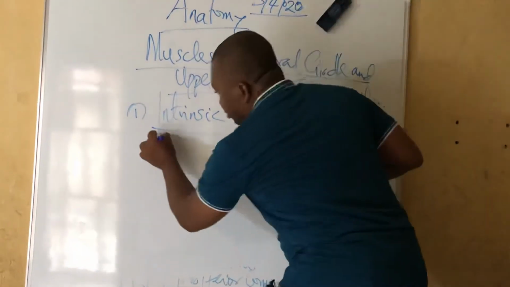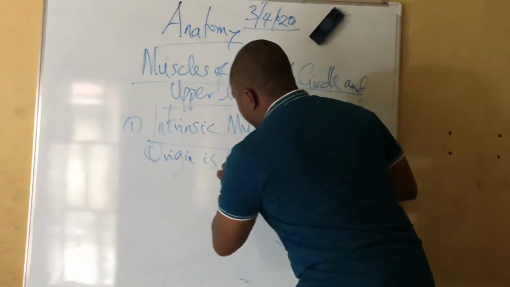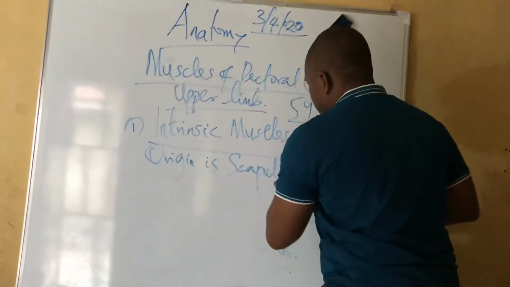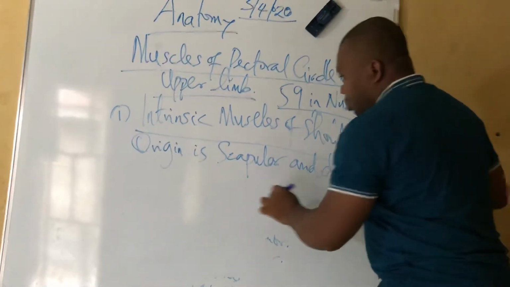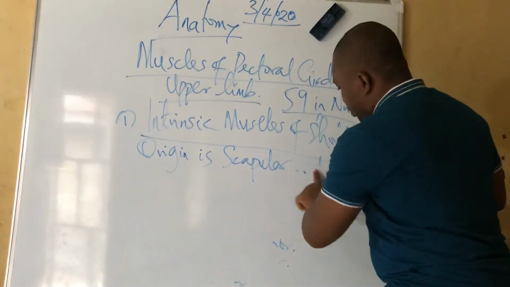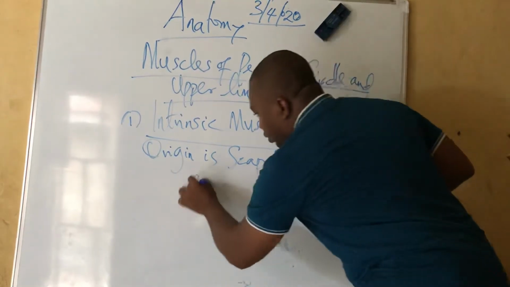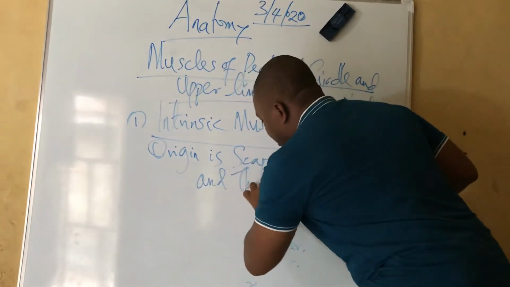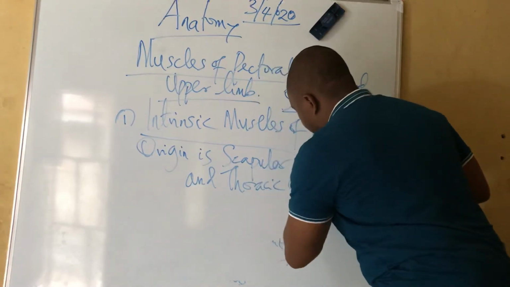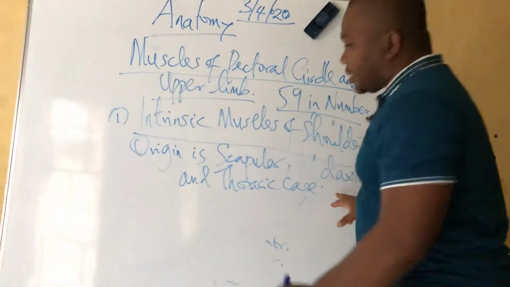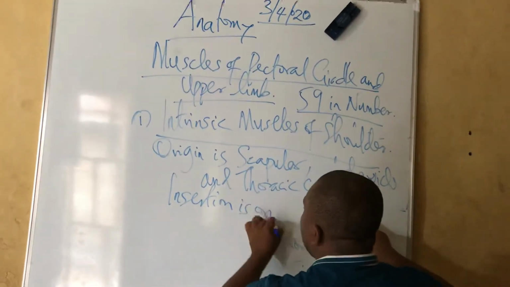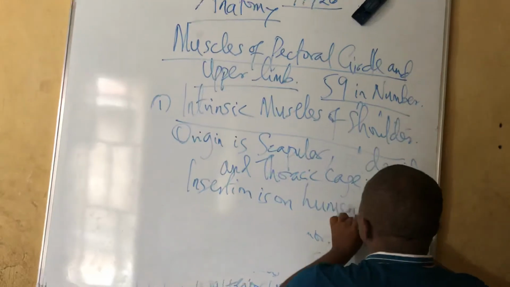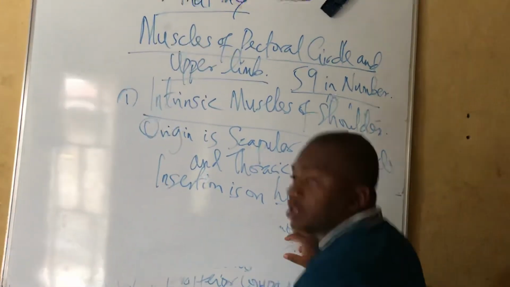So where is the origin? The origin is the scapula and clavicle and thoracic cage. The insertion is on the humerus. So this is the point of insertion.